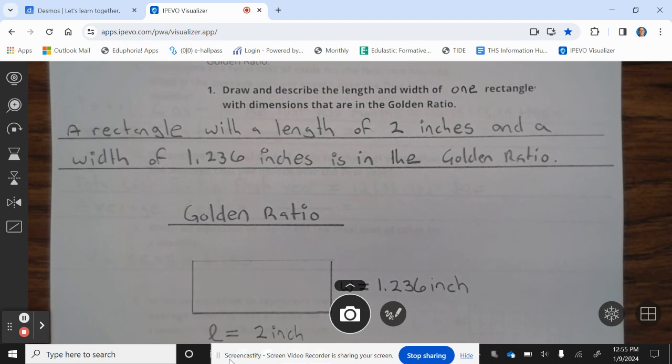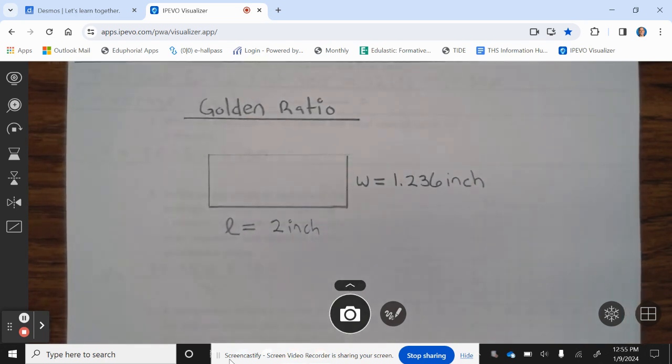1. Draw and describe the length and width of one rectangle with dimensions that are in the golden ratio. A rectangle with a length of 2 inches and a width of 1.236 inches is in the golden ratio. All right, let's take a look at the next page.